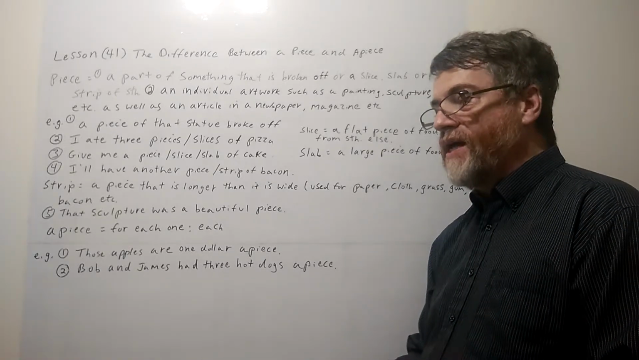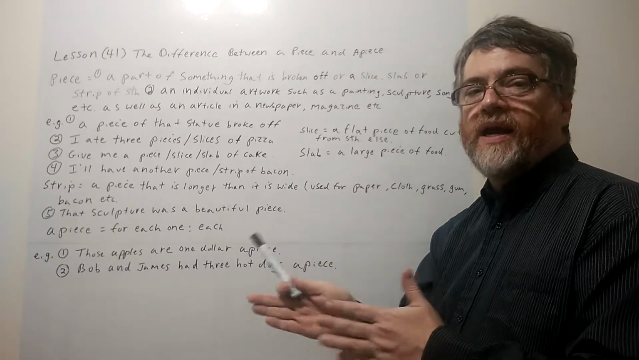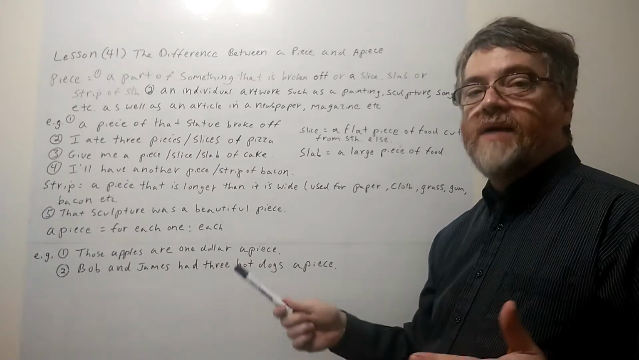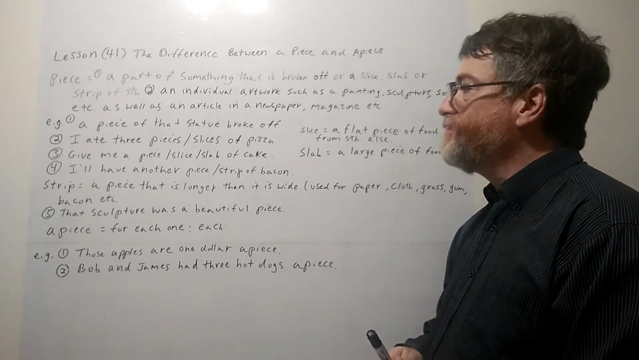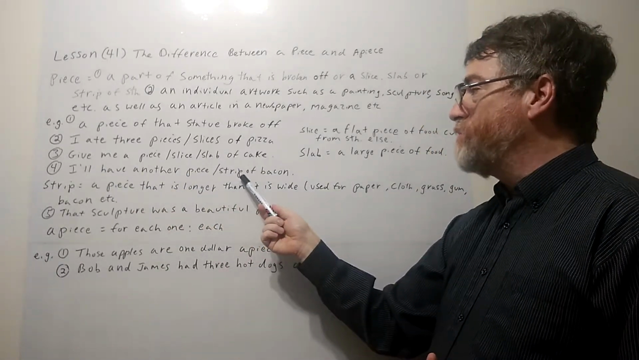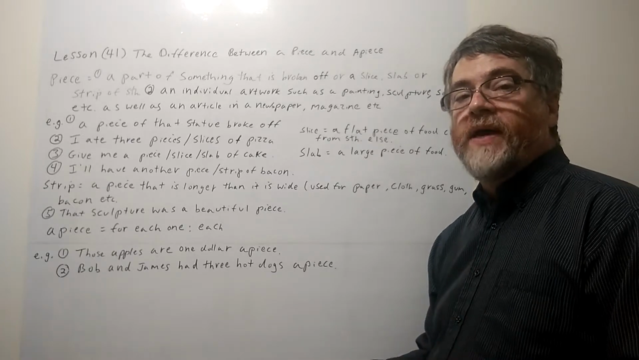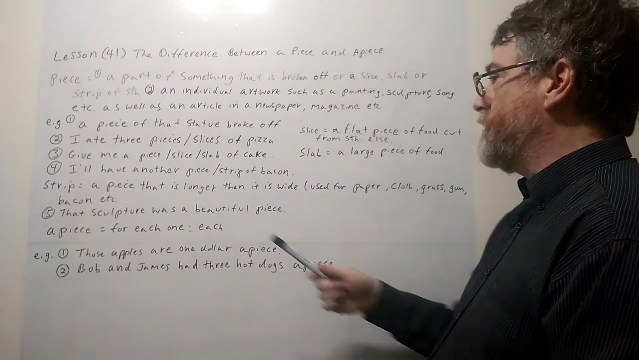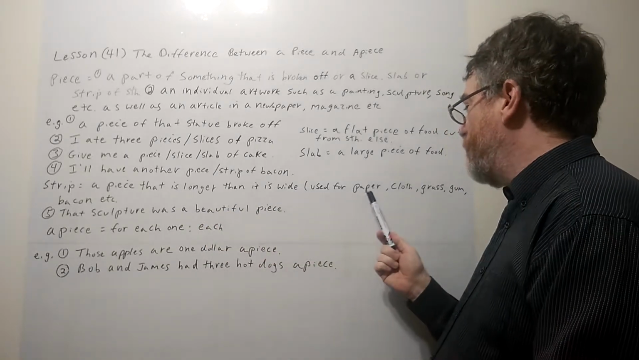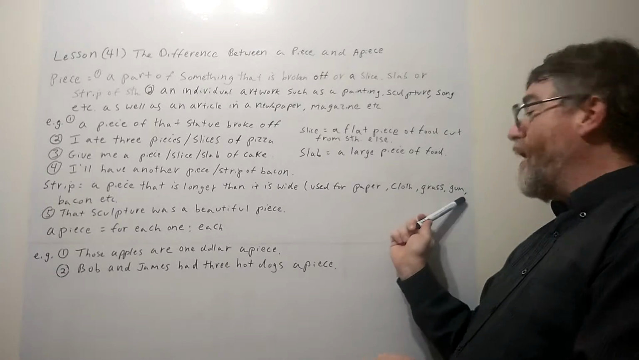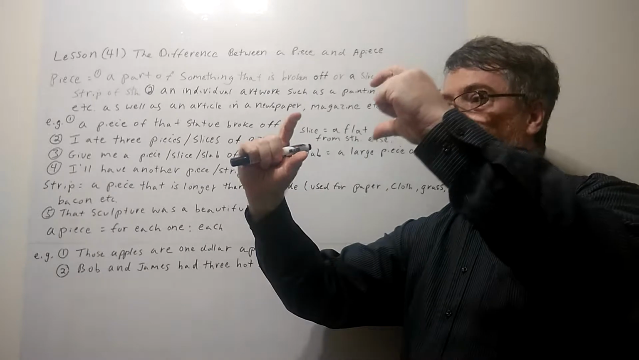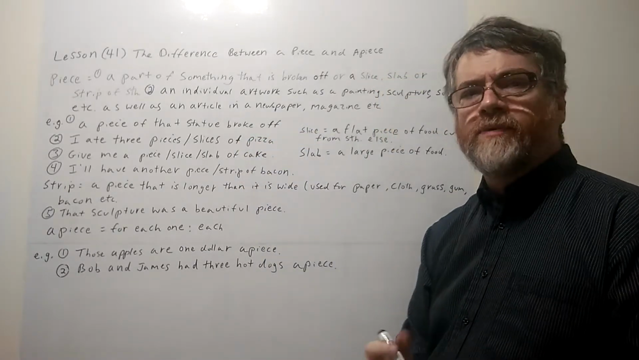We sometimes say that if you're at a buffet and they're cutting up some steak or some other big piece of meat. We say a slab, meaning you want a thick, large piece. Okay, let's look at number 4: "I'll have another piece," or sometimes we use "piece" in the sense of a strip of bacon. A strip is a piece that is longer than it is wide, used for paper, cloth, grass, gum. We say a strip of gum, or of bacon. So it's usually long and narrow, kind of rectangular.